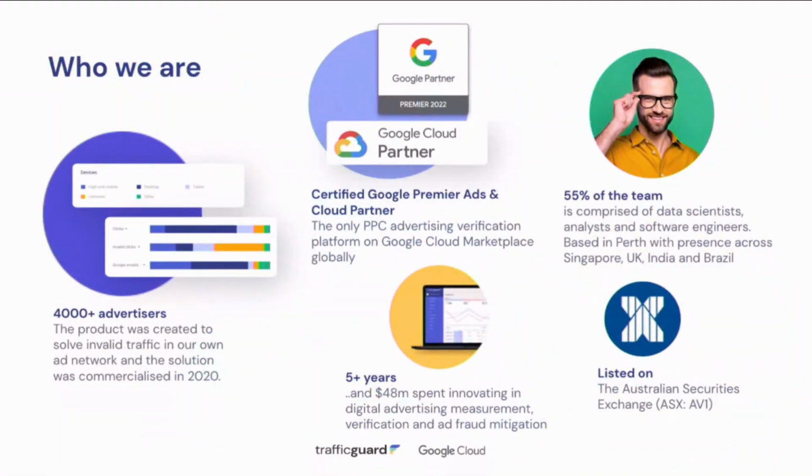To give you a bit of an introduction on who we are, as you're obviously now aware, we are a Google Cloud partner and a Premier Ads partner. We're publicly listed on the ASX, on the Australian stock market, so you can always Google around and have a look at some of our reports and announcements to the market. We've spent the last 5 years and over $50 million investing in our technology solutions. And so far, we have over 4,000 advertisers that use our technology to detect and prevent the fraud and invalid traffic problem that I just spoke to you about.